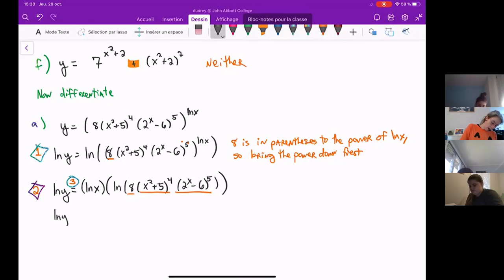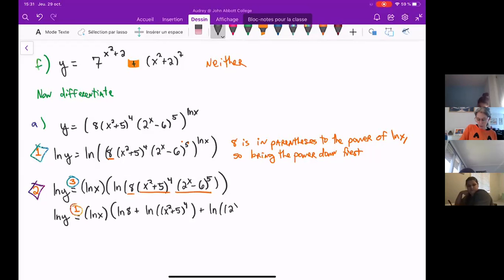So ln y is equal to, we're using our first rule, ln x times ln 8 plus ln of x squared plus 5 to the 4th plus ln of 2x minus 6 to the 5th. Is there any more simplification I can still do?